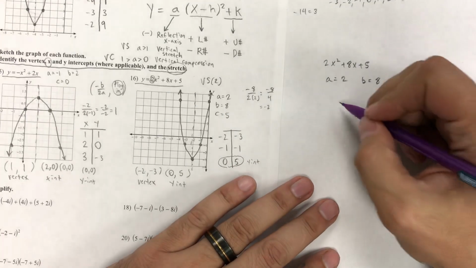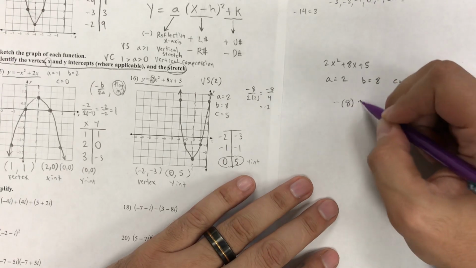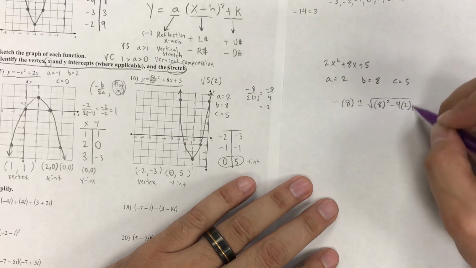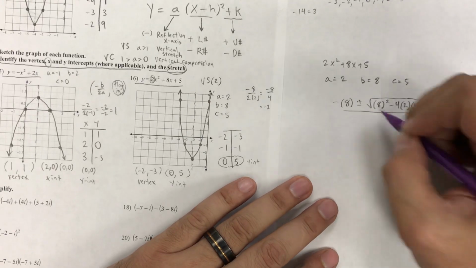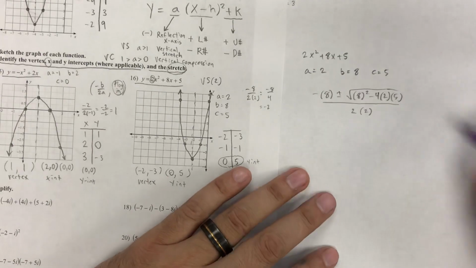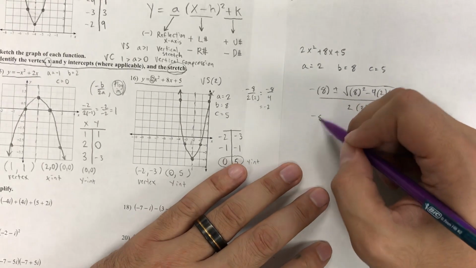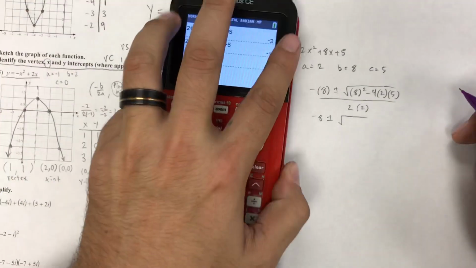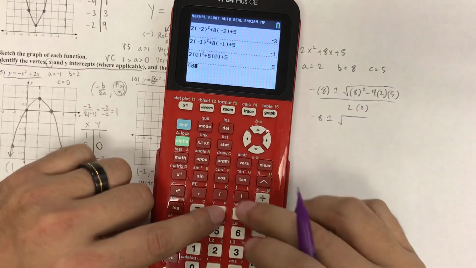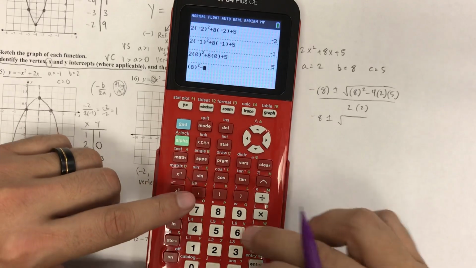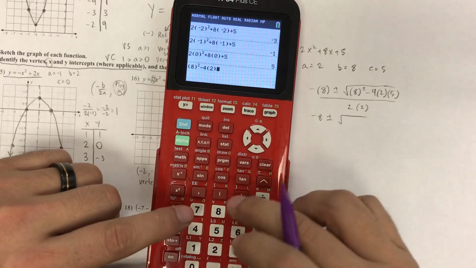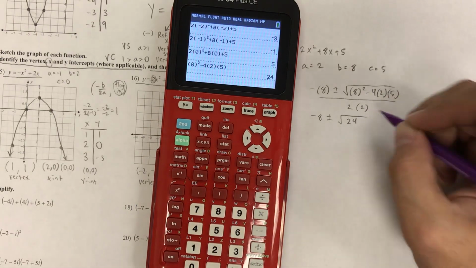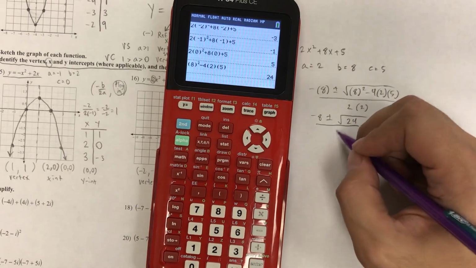So plug it into the formula. Negative of b plus or minus the square root of b squared minus 4 times a times c, over 2 times a. All right, so we get negative 8. Negative of 8 is negative 8 plus or minus the square root of, and let's do all that in our calculator. So let's see here. 8 squared minus 4 times parentheses 2 times parentheses 5. I get 24, so square root of 24 all over 2 times 2, which is 4.